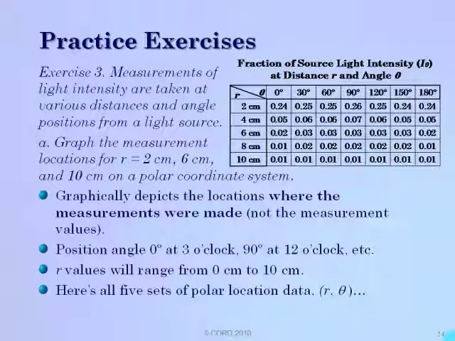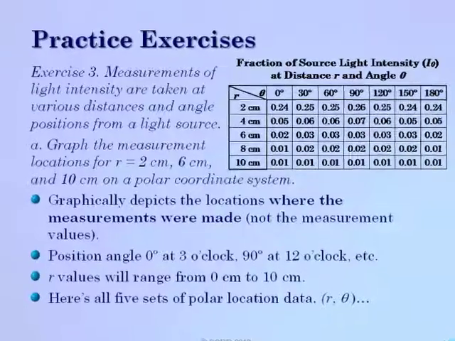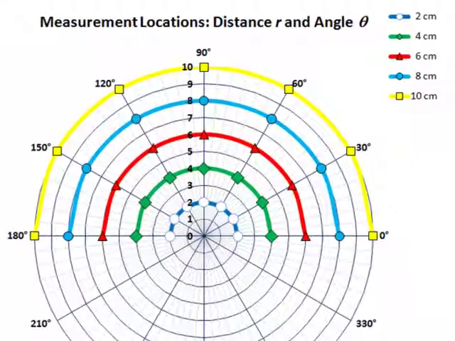And so here we'll plot all 5 sets of polar location data rather than just the 2, 6, and 10 centimeters that we were asked to do, because it's pretty easy to do with the graphing software that we have to produce this. And so here you'll see a legend, or key, that shows you what colors correspond to which distances. At 2 centimeters, it was real close to the source, which is right here at the center. And we measured at 0 degrees, at 30 degrees, 60 degrees, at 90 degrees, 120, 150, and 180, all at 2 centimeters away from the source.